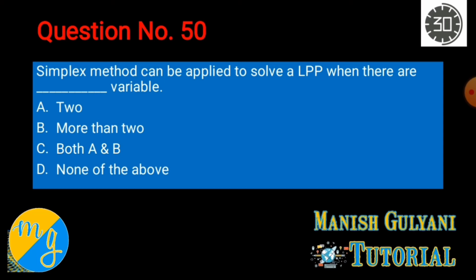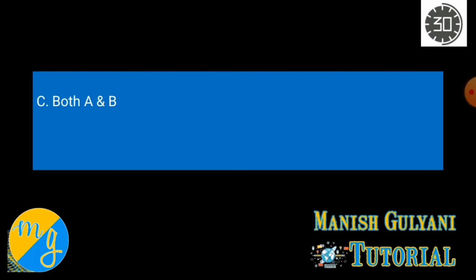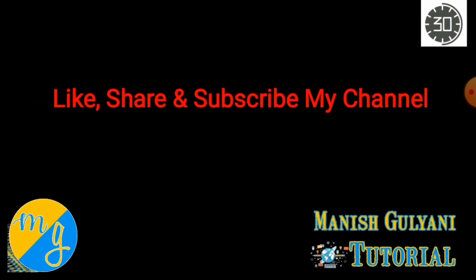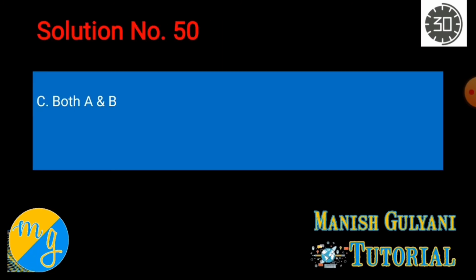Reason being, the graphic method always uses the 2 variable case. It never uses the 3 variable case or more than 2 variables case. But the simplex method you can use in the 2 variable case or more than 2 variable case. So the first option is 2, the second option is more than 2. You can use it in 2 cases or more than 2. So the correct answer is C, both A and B. So this is the answer of the last question.